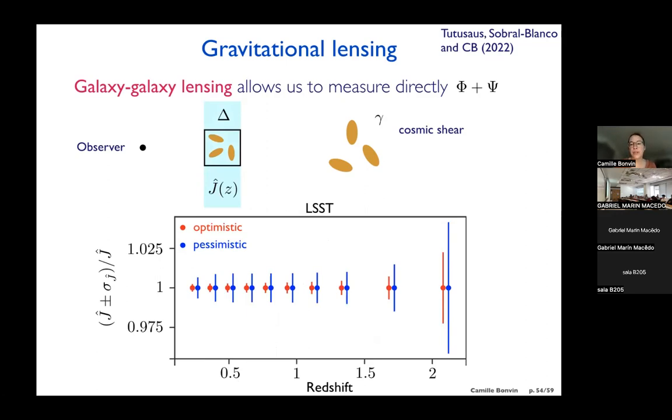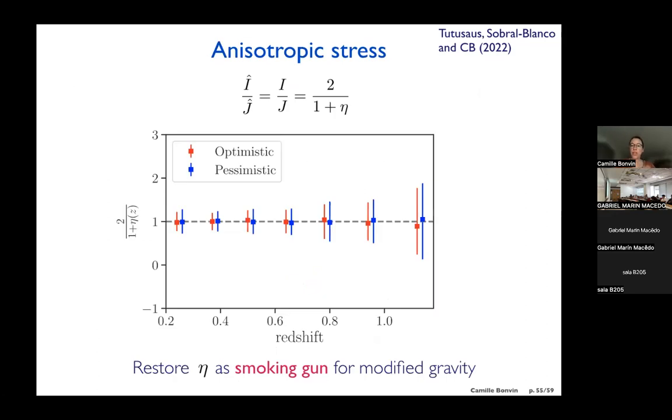And so here you see that we have constraints that are extremely good, at the level of a few percent. Once we have these two measurements of J and I, we can take the ratio between the two. And this ratio is directly proportional to eta, the anisotropic stress. Here you see the forecast that we have on the measurement of eta. We can expect to constrain eta at the level of 20 to 30% at low redshift.